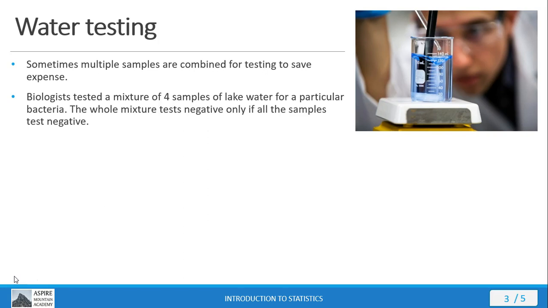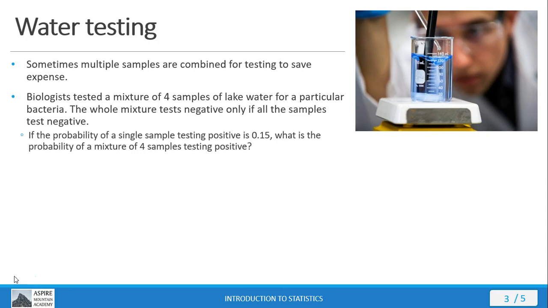So if any one of those 4 samples contains enough of the bacteria that the biologists are looking for, then the whole mixture is going to test positive. So the only way the whole mixture tests negative is if all the samples that you're using to form the mixture test negative. The question then is, if the probability of a single sample testing positive is 15%, what is the probability of a mixture of 4 samples testing positive?